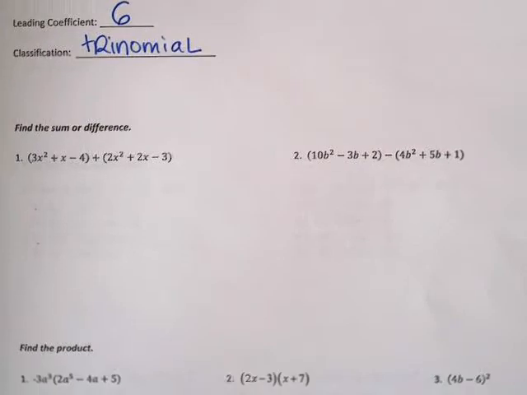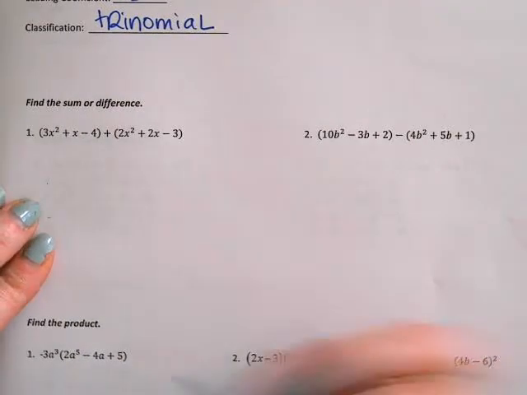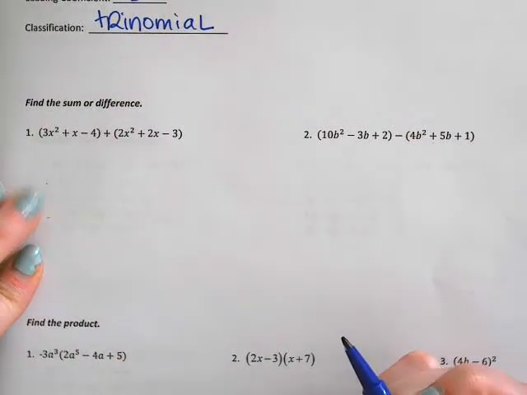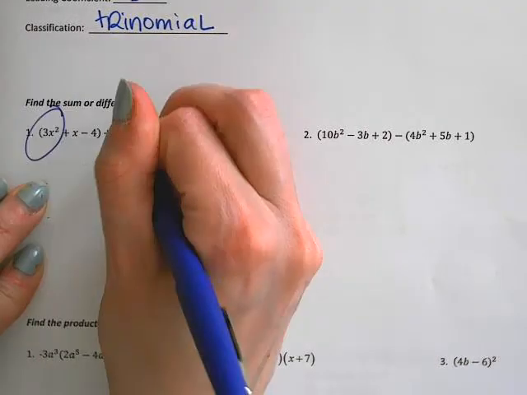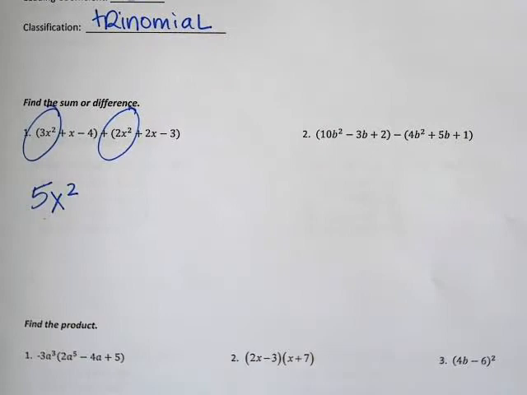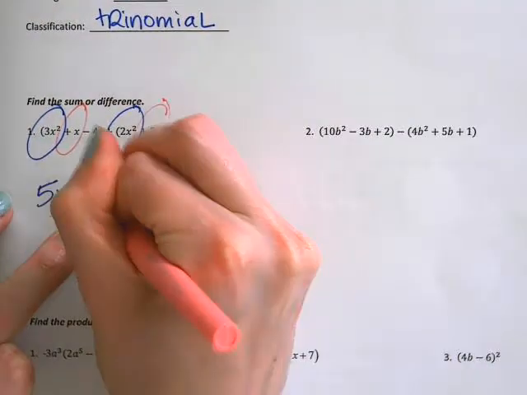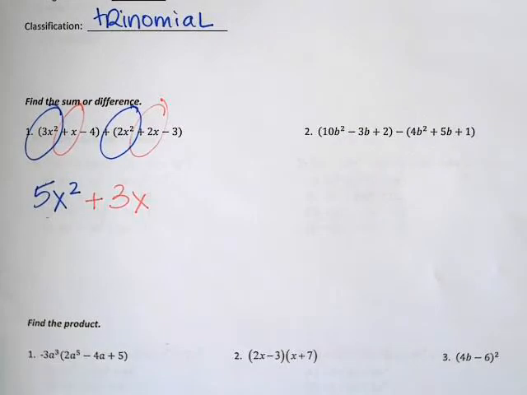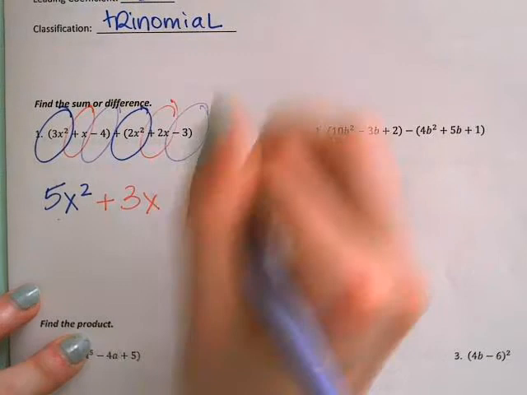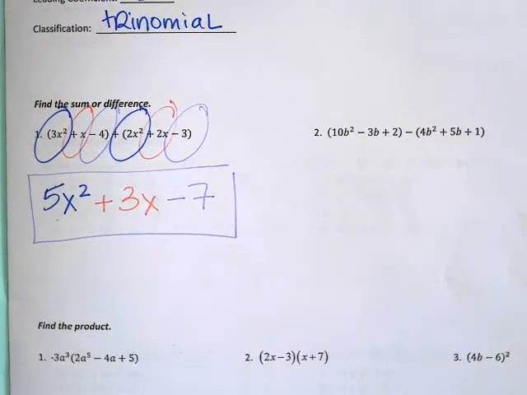Okay, and then we did adding and subtracting polynomials. And the trick is you can only add like terms. Okay, so 3x squared plus 2x squared is 5x squared. X plus 2x is 3x. And negative 4 plus negative 3 is negative 7. All right, so that's adding like terms.